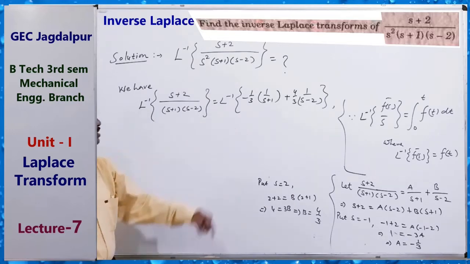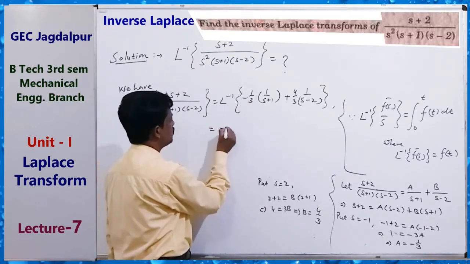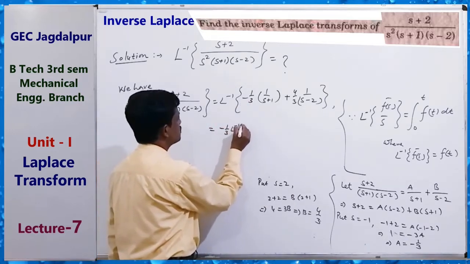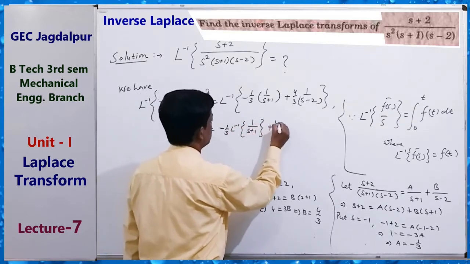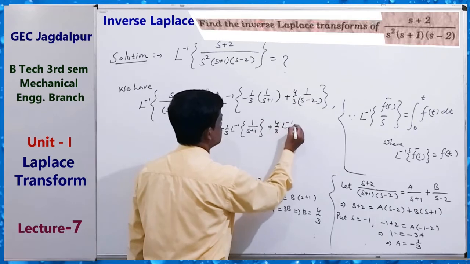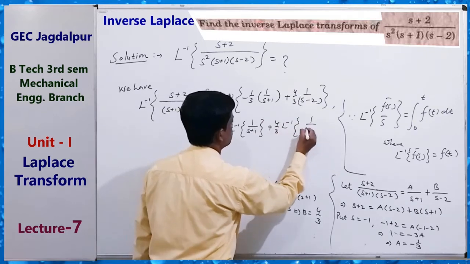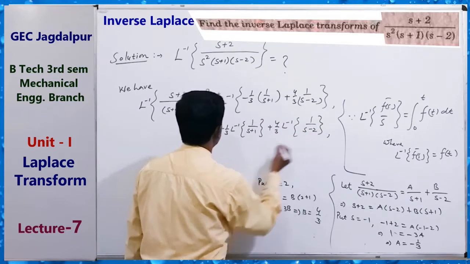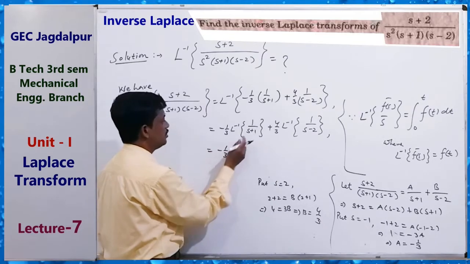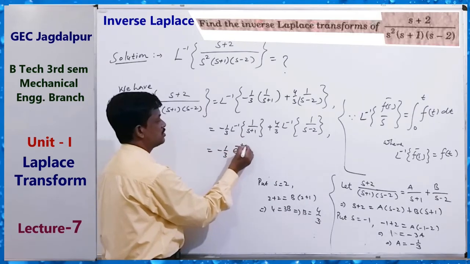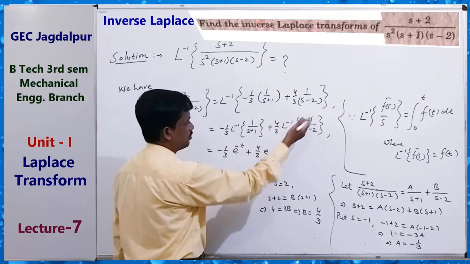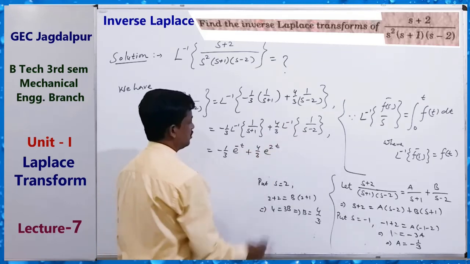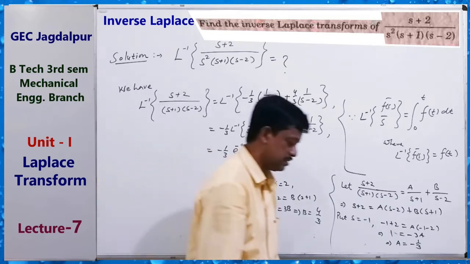This is by partial fraction. So this is equals to minus 1 by 3 constant, L inverse of 1 upon s plus 1, plus 4 by 3 constant, L inverse of 1 upon s minus 2. So this equals minus 1 by 3 e to the power minus t plus 4 by 3 e to the power 2t. So this is the inverse Laplace transform of this.